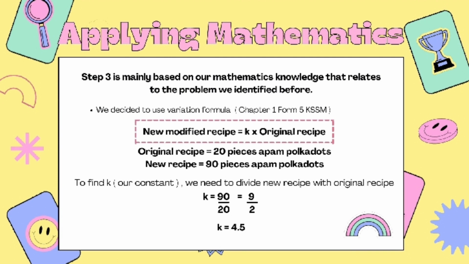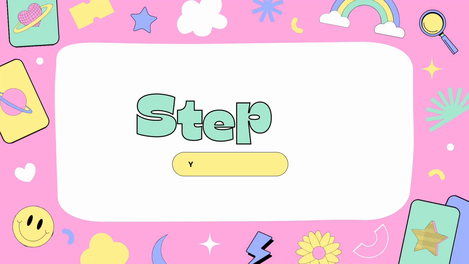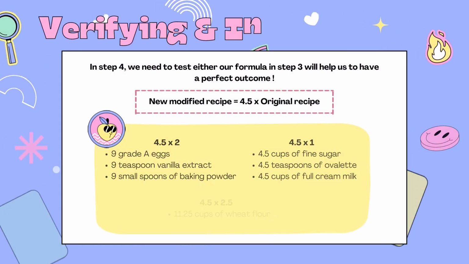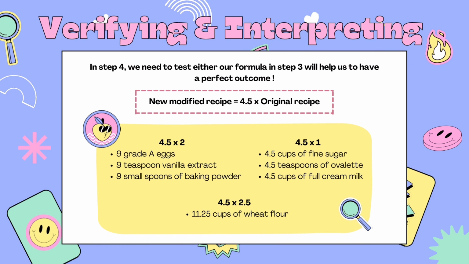To find K, we need to divide new modified recipe with original recipe. As we had informed to you, it is easier to make the appam polka dots pieces as the subject. Hence, we need to divide 90 with 20, which will serve us with a 4.5 constant. Carry on with step 4, which is verifying and interpreting solutions in the context of problems. As far as what we understand in step 4, we need to test whether our formula in step 3 will help us to have a perfect outcome, which is 90 pieces of appam polka dots for Puan Salma.